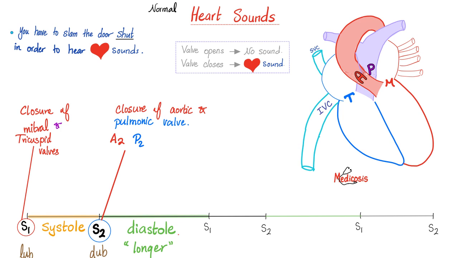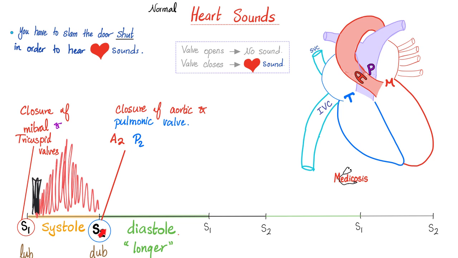Let's put a stethoscope on the patient's heart and hear the murmur of aortic stenosis. How does it look like? It looks like this. It goes up, crescendo, and goes down, decrescendo, usually preceded by an ejection click.